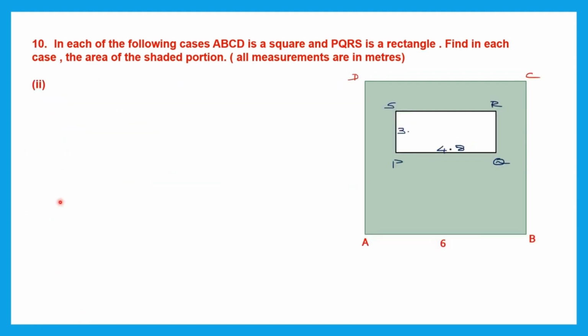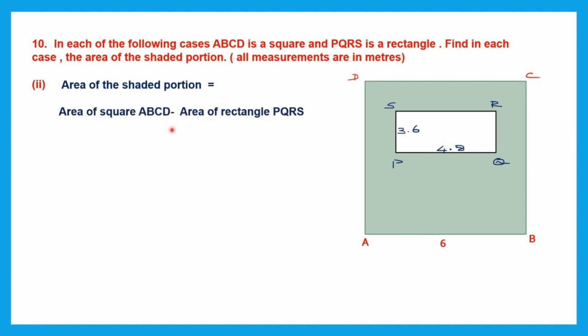In the second case, as you can see in the figure, the square is the bigger one and the rectangle is the smaller one, that is inside. So now to find the area of the shaded portion, we have to first find the area of the square, which is bigger, and then find the area of the rectangle and subtract the two areas. All measurements are given and all measurements are in meters. So area of the shaded portion will be area of the square ABCD, that is given to us in the figure, minus the area of the rectangle PQRS.